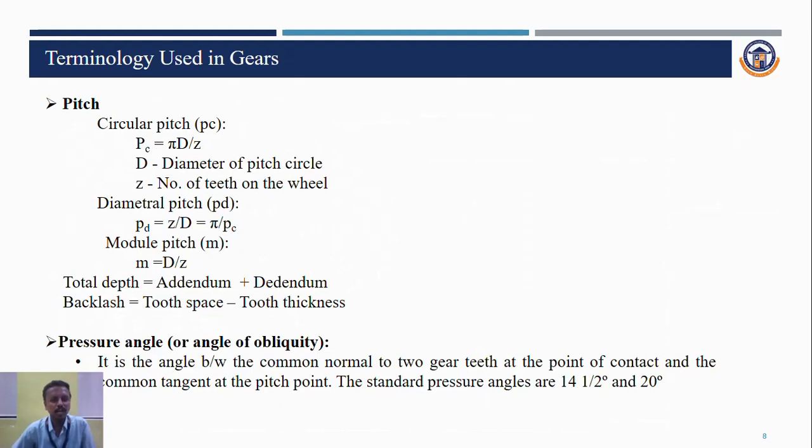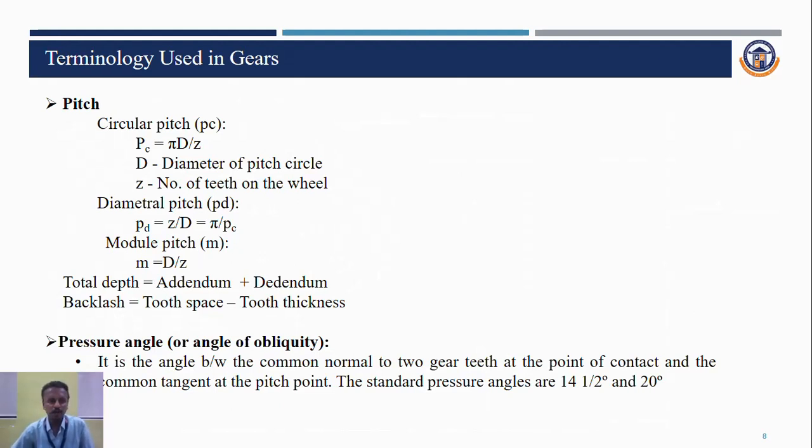Next one will be total depth. In addition of addendum and dedendum is called as total depth. Backlash means the difference between the tooth space and tooth thickness is known as backlash.